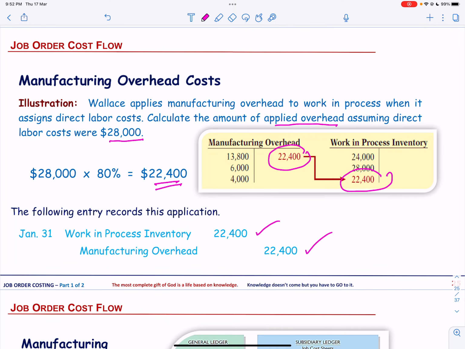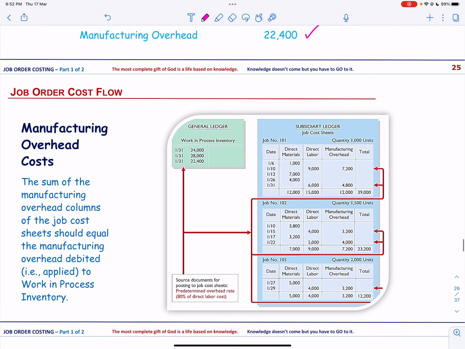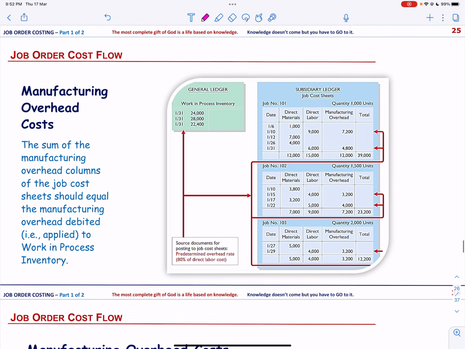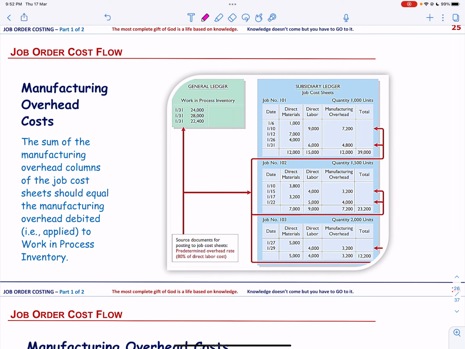Next, let us look into how the manufacturing overhead cost subsidiary ledger looks. Again, you can see that the balance of 22,400 must be equal to the manufacturing overhead given in the subsidiary ledger. You can see we have 12,000 plus 7,200, that makes 19,200, plus 3,200, that makes 22,400.